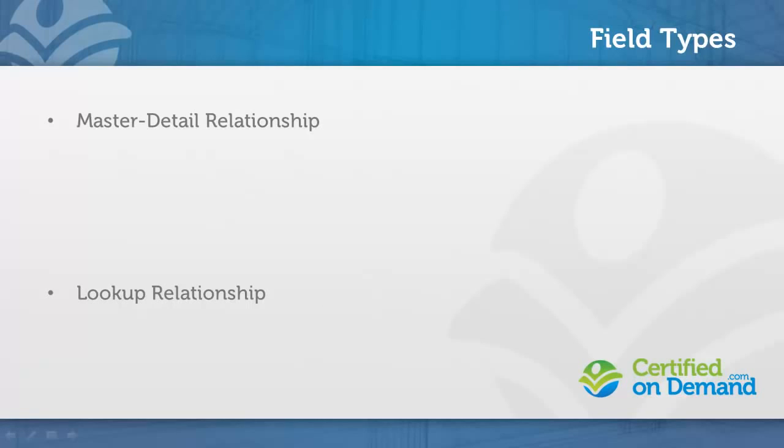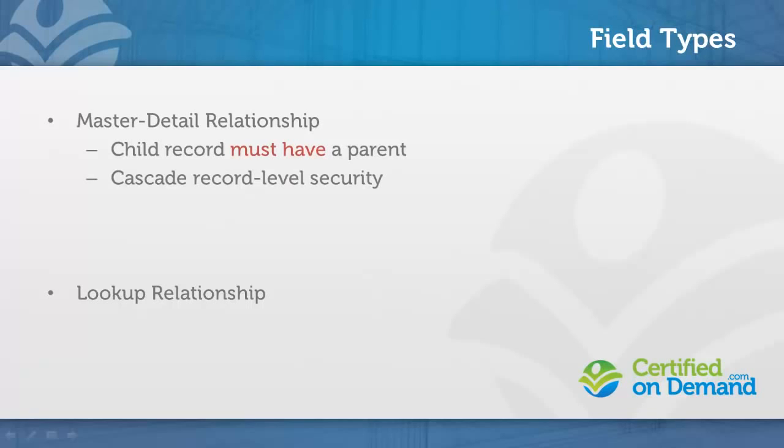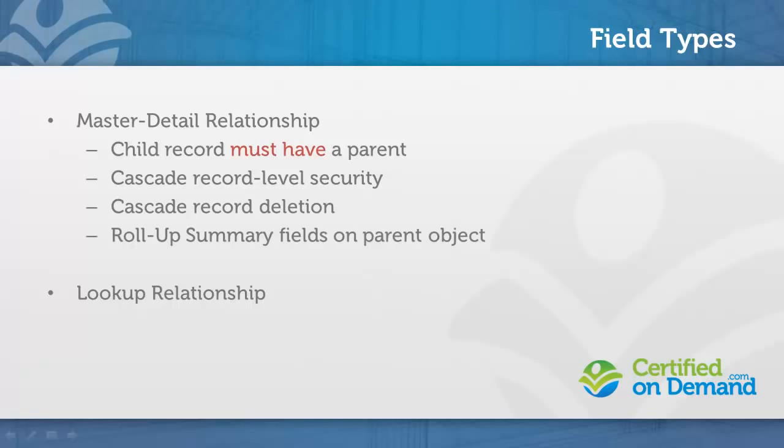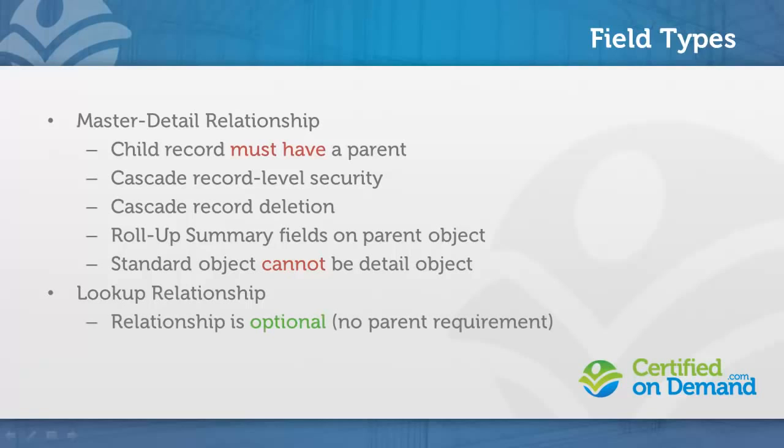Now, with a master detail relationship, all child records must have an associated parent. Child records inherit record-level security from their parent record, and child records are automatically deleted when the parent is deleted. You can establish roll-up summary fields, which allow you to summarize data from related child records. And a quick note here, with a master detail relationship, the detail side of the master detail relationship cannot be a standard object.